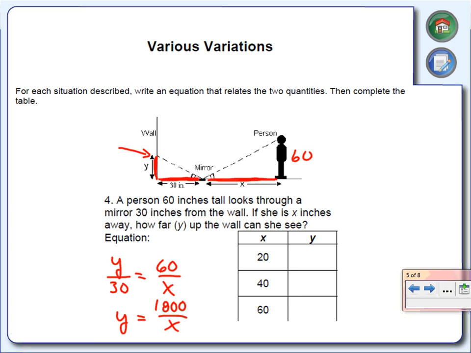Again, x represents how far this person is standing away from the mirror. y represents how high up the wall she can see. So if x is 20, if she's standing 20 feet away from the mirror, how high above the wall is she going to be able to see? Well, what's 1,800 divided by 20? Use that equation. 1,800 divided by 20. 9.